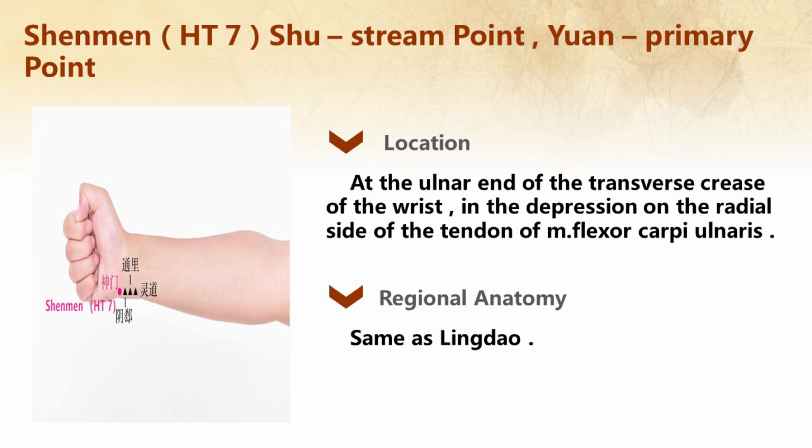The fourth point is Shenmen. The acupoint is located at the ulnar end of the transverse crease of the wrist, in the depression on the radial side of the tendon of flexor carpi ulnaris. Regional anatomy: it is the same as Lingdao.